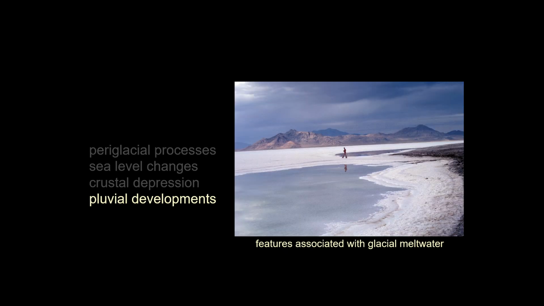Finally, pluvial developments. These are features associated with glacial meltwater. So if you can imagine all that snow and ice when it melted, as conditions started to warm up and we came out of the last ice age, that water had to go someplace, and it did. So we had paleo lakes. These are lakes that existed in the past, and that's the definition of a paleo lake. So let me show you some examples.